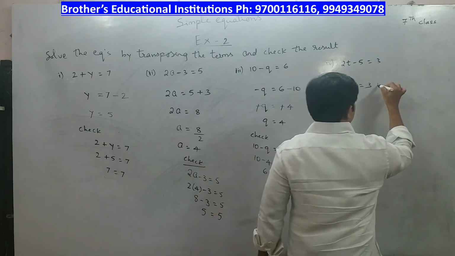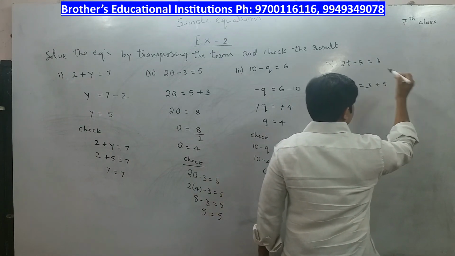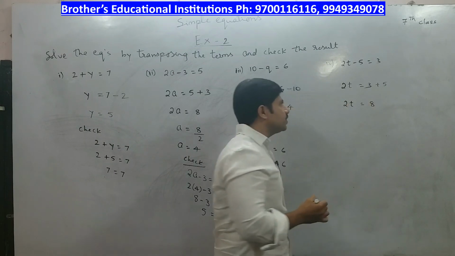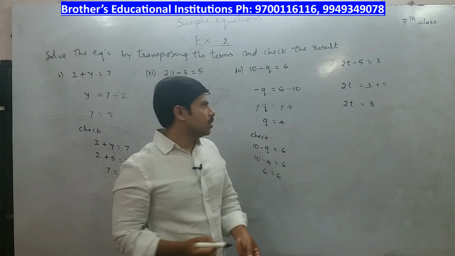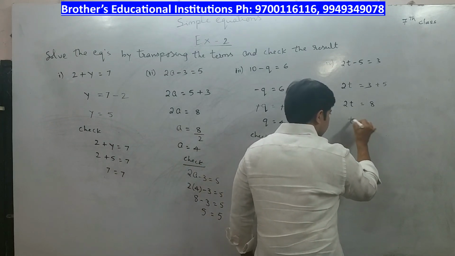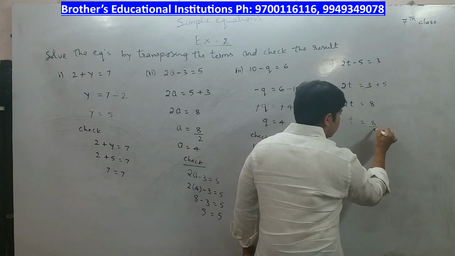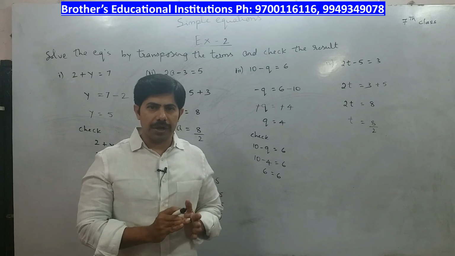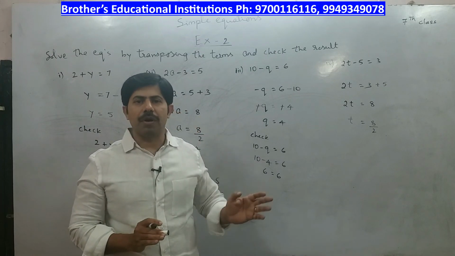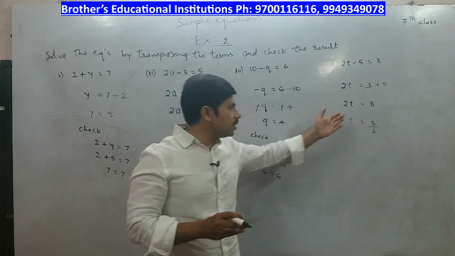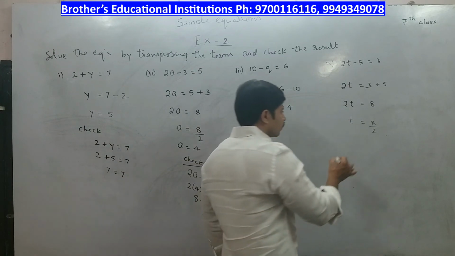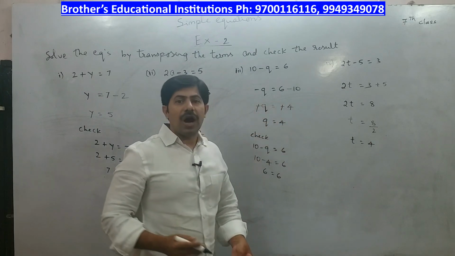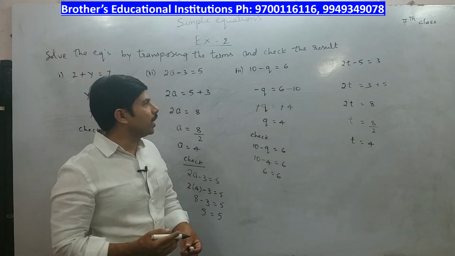So you write plus 5. So 2t is equal to 8. Okay, 2t is equal to 5 plus 3, we got it as 8. So what is the t value? It is 8 by 2. Why 8 by 2? Because 2t, 2 and t are in product. When we transpose the term which is in product, it will divide. So t is equal to 8 by 2. So what is the value of t? The t value is 4.